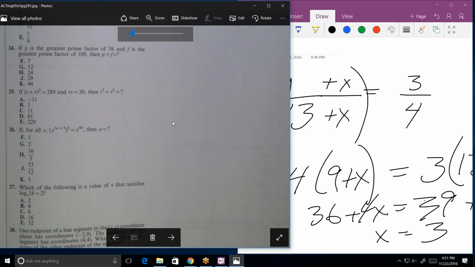So if P is the greatest prime factor of 38, which is 19, right? And F is the greatest prime factor of 100. Do you see why 19 is the greatest prime factor of 38? There are some other factors. Well, no, actually there aren't. Yes, 19 and 2. But yeah, there's no other prime factors that are greater. Okay. What's the greatest prime factor of 100?